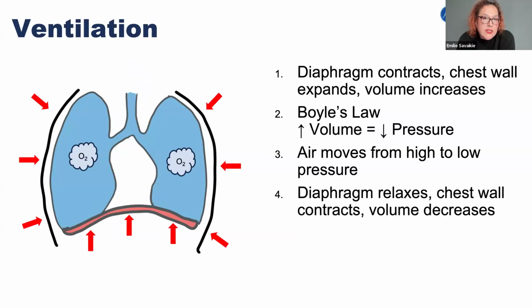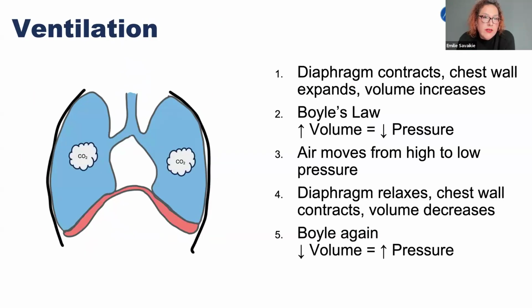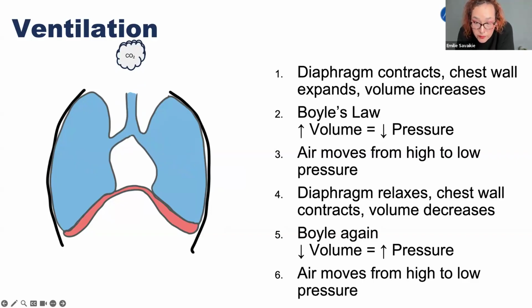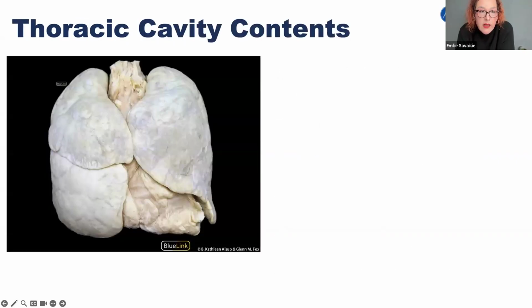And the diaphragm relaxes, chest wall contracts, and volume decreases. So Boyle again, you drop the volume, increase the pressure, and air moves from high to low pressure. So we're going to skip ahead here to get to the questions a little bit quicker, but a couple more things I just want to cover.